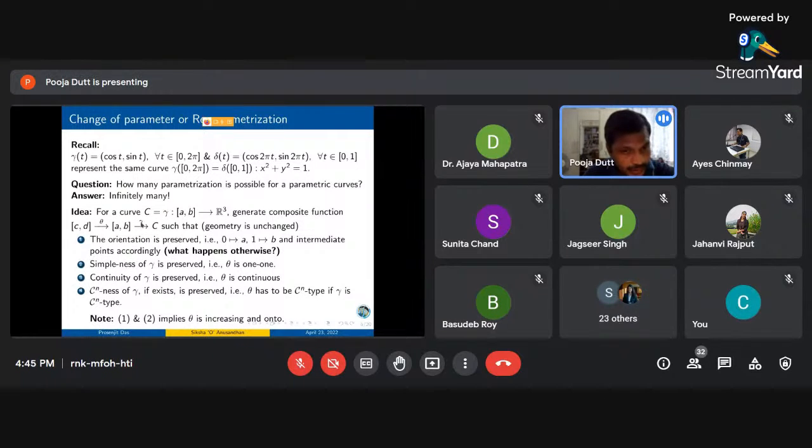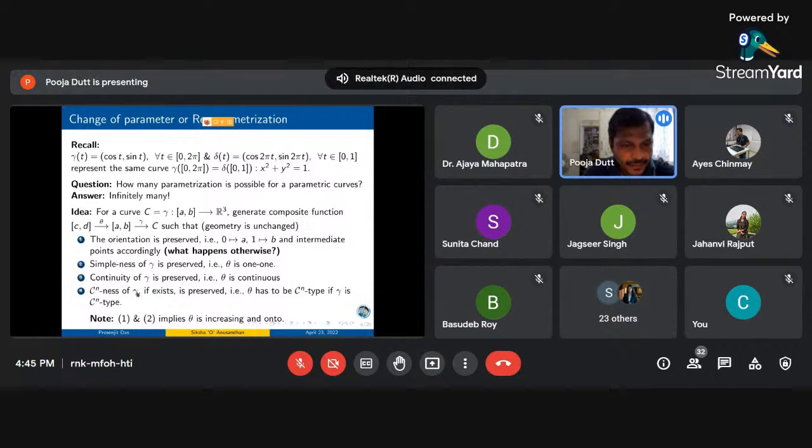Next, gamma is automatically a continuous function. So to preserve the continuity of gamma, you should have continuity in theta. So theta has to be continuous. Next, if gamma is a little nicer curve, if it is C1 type or C2 type, or in general Cn type. The meaning of Cn type is that it is n times differentiable, and after differentiation, whatever function you get is continuous. We simply say it is continuously differentiable n many times.